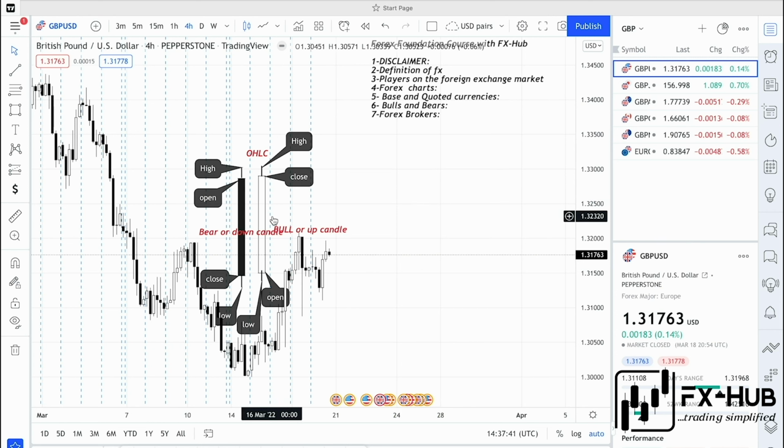We've spoken about bear and bull candlesticks. When you see the white one, it means the market is going up, and when you see the black one, it means the market is coming down. Now you have various representations of a chart. A chart can be represented either as a candlestick, a bar chart, or a line chart. So take note of the difference.